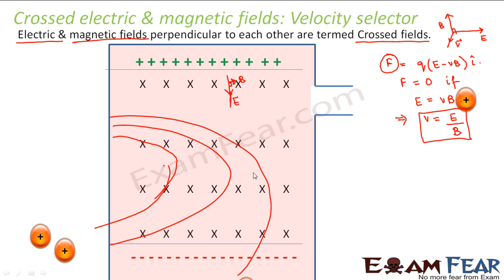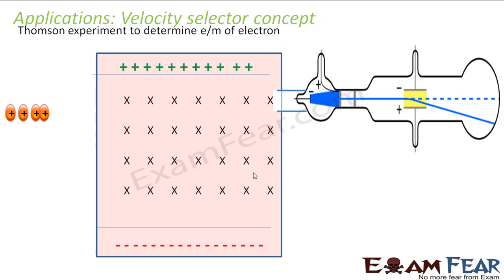So what did we observe? We observed that crossed electric and magnetic fields can be used as a velocity selector, and this velocity selector is a very useful concept. I will tell you some applications where they are used and they have been very successful. For example, one of the important applications was Thomson's famous experiment. You would have heard of Thomson's experiment to determine the charge by mass ratio of the electron. This was a very important experiment which gave us some idea about the electron. It gave us a figure for the charge by mass ratio. In this experiment also, Thomson used this velocity selector concept.